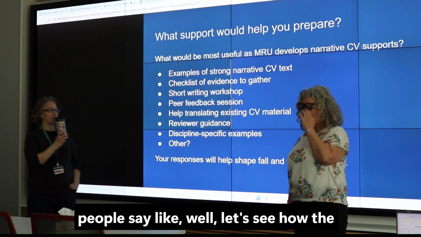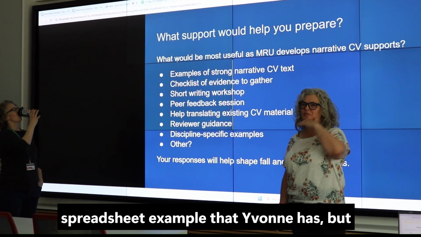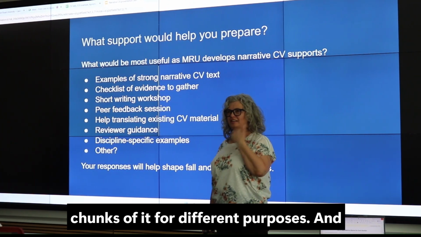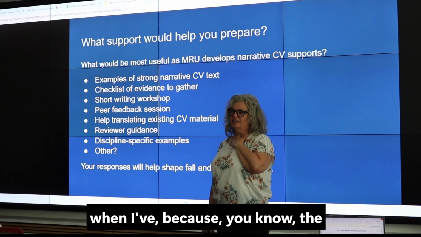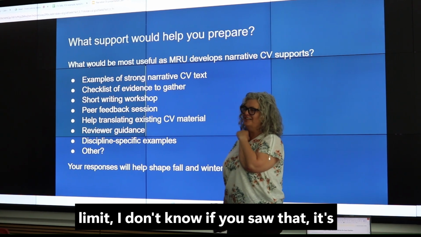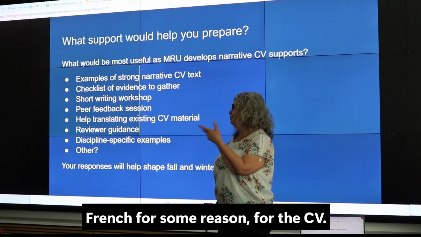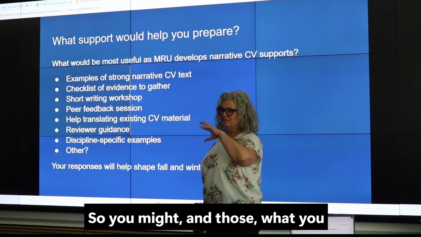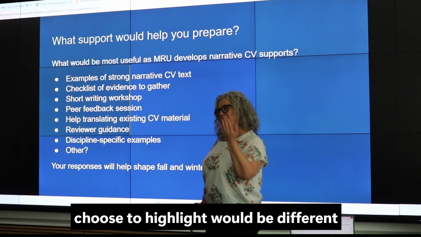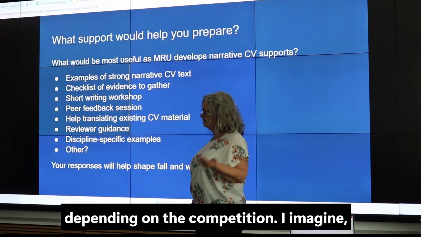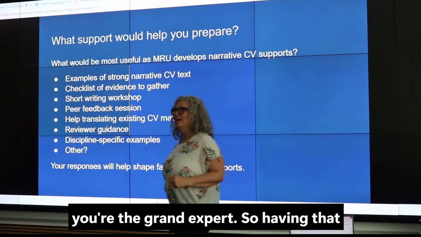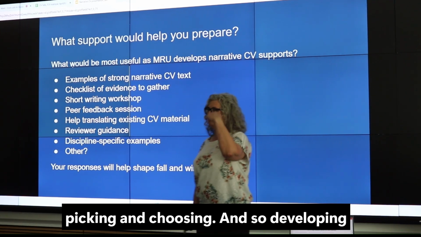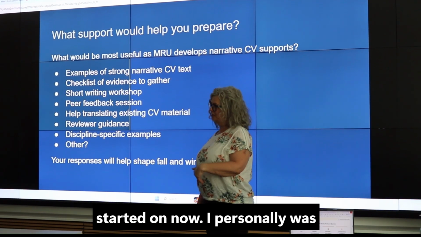What I've been seeing people say, well, you have the spreadsheet example that Yvonne has, but having a longer list that you can use chunks of for different purposes. Because you know the limit, I don't know if you saw that, it's 5 pages, or 6 pages if you're in French for some reason, for the CV. What you choose to highlight would be different depending on the competition. I imagine you're the grants expert, but having that longer list of items and then picking and choosing. Developing that longer list is something you could get started on now.